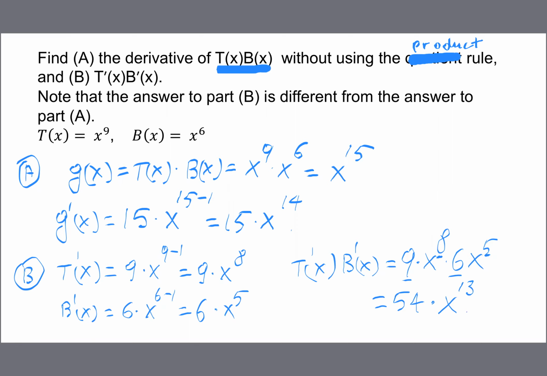Again, we see that the derivative of a product is not the same as the product of derivatives, because g prime of x, which is t of x times b of x, is just 15x to the 14th, and multiplying the derivatives of each of those expressions is 54 times x to the 13.